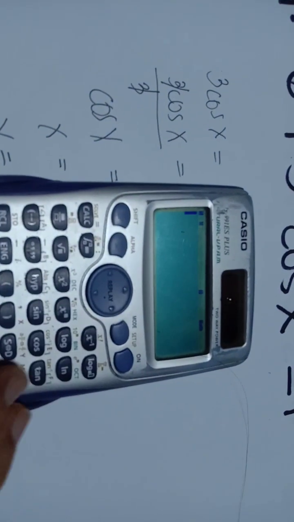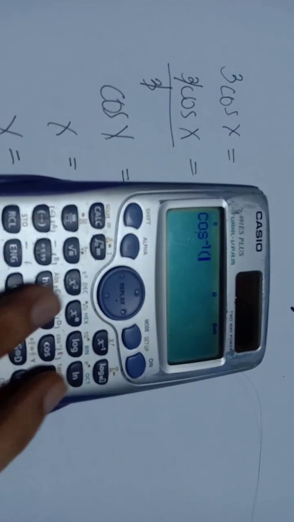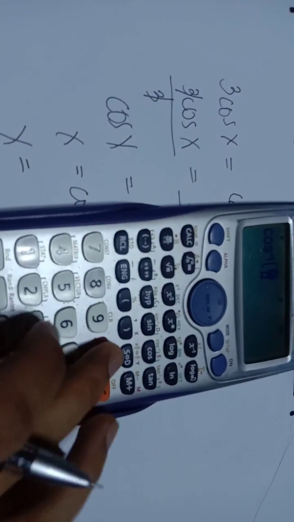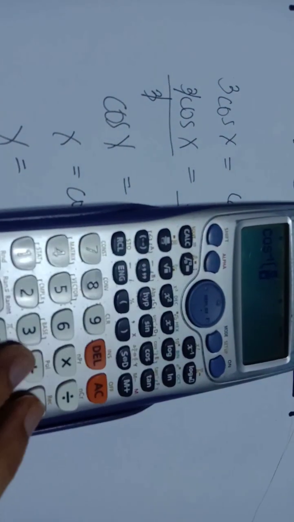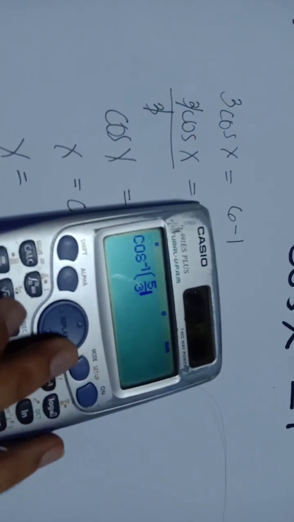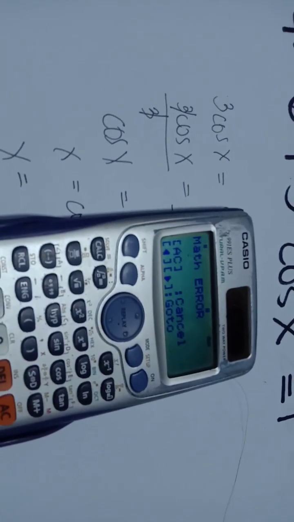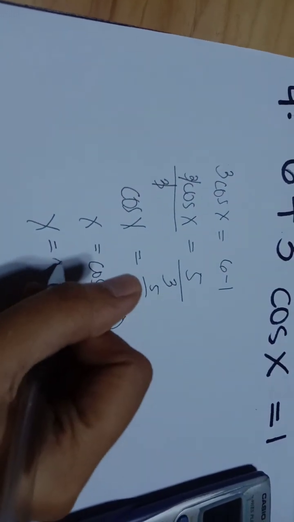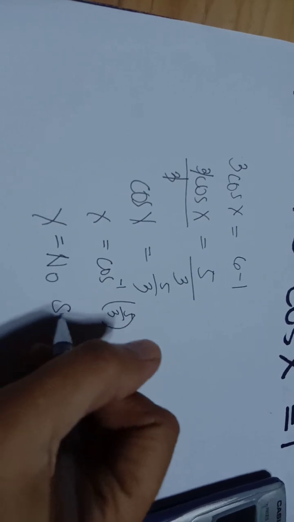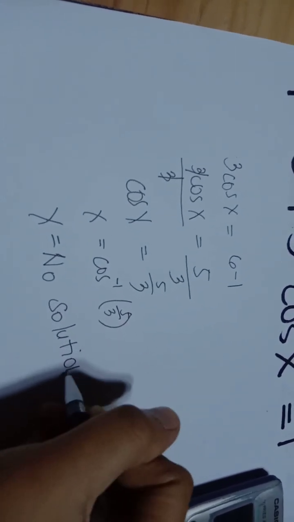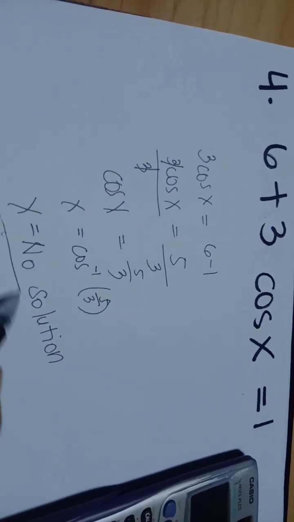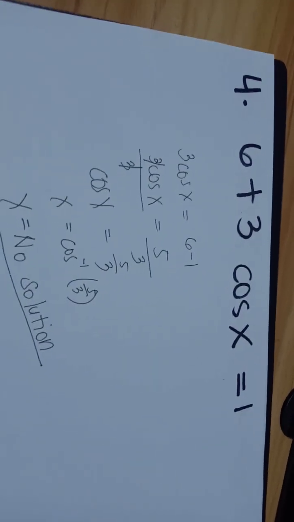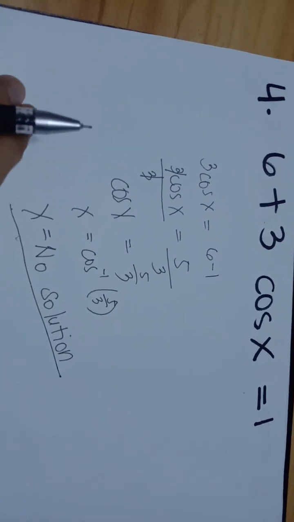To find the value of x, let's use a calculator. You press inverse cosine, then put the value 5 over 3. 5 over 3 gives a math error. So, it means that x has no solution. So, there is no solution in this equation. Understood? Okay, let's have another and last example.